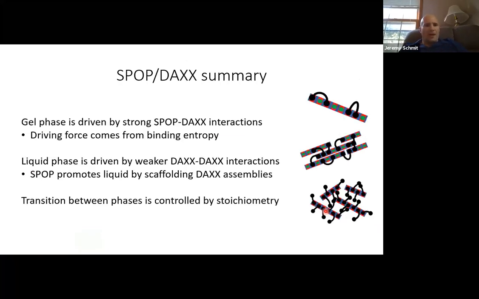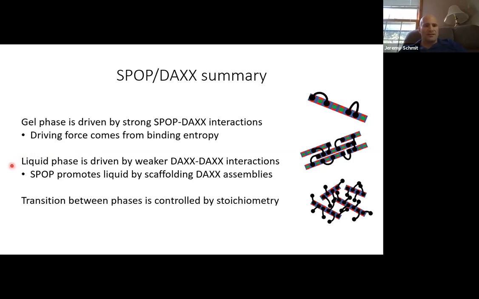Okay, so with that, let's summarize what we've learned from this SPOP DAX story. We have two phases here. One of them is a gel phase, and it's driven by these strong SPOP DAX interactions. Okay, so these are your strong interactions in the system. And there's this interesting feature that the driving force comes from the entropy of arranging molecules on there, not necessarily from the actual binding energy itself.